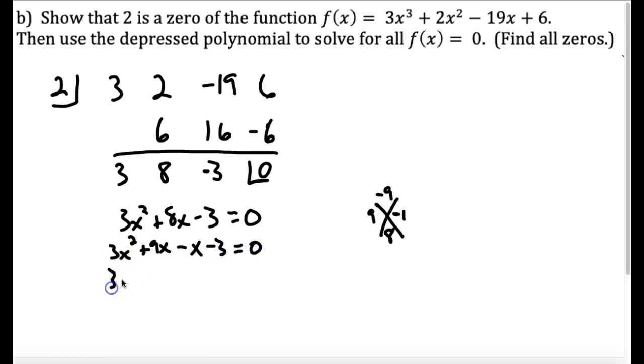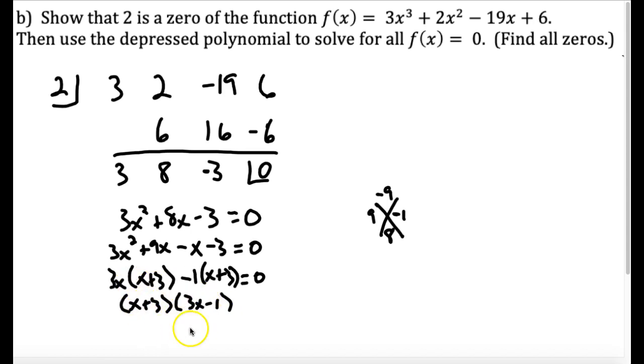So I can take a 3x out of here, and I'm left with x plus 3. Then I can take a -1 out of these, and I'd be left with x plus 3. So my final factored form of this quadratic would be x plus 3 times 3x minus 1. Now if I solve each of these, setting them equal to 0, that gets me x equals -3. And then 3x minus 1 equals 0. Add the 1 over and divide by 3, we get x equals 1/3.